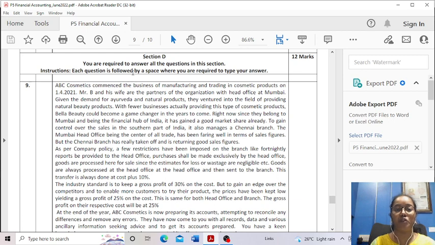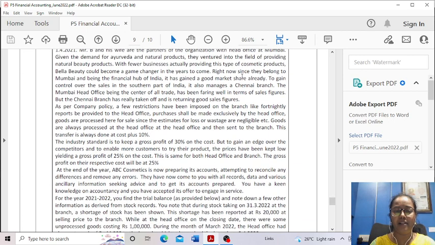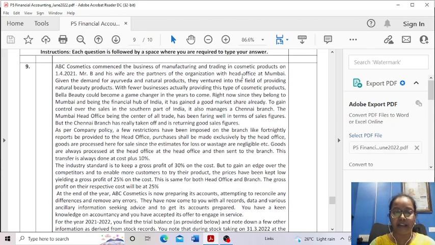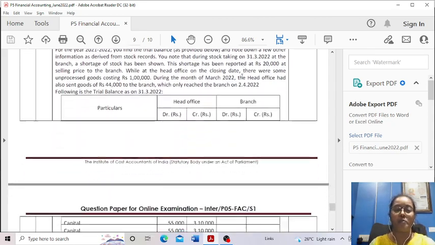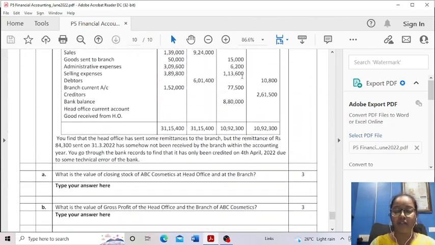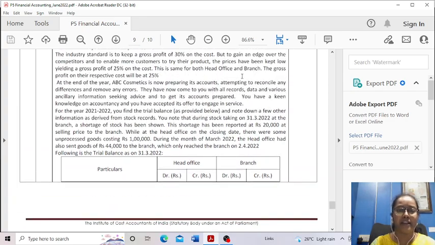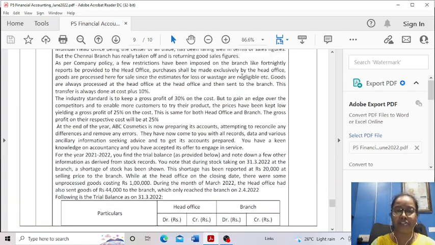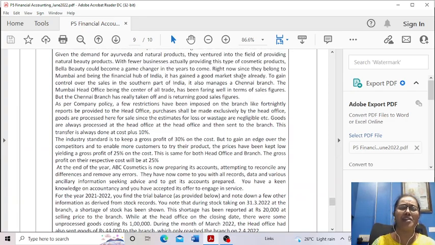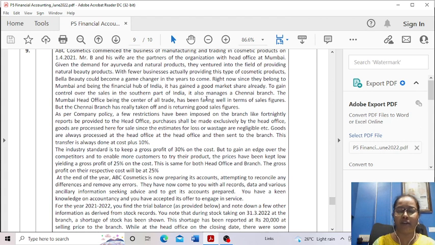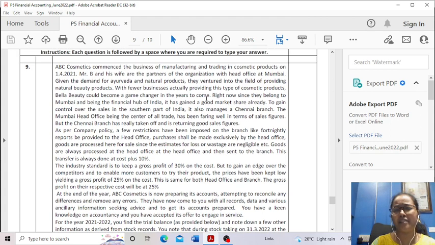Instruction: each question is followed by a space where you are required to type your answer. See, it's simple, like case study type they are giving, followed by a problem. Nothing but a simple problem, whatever they may take up from any chapter. Here they have taken a problem from branch accounts. Some story they will give in the beginning, what all has happened, what they have done, which products. That's it.